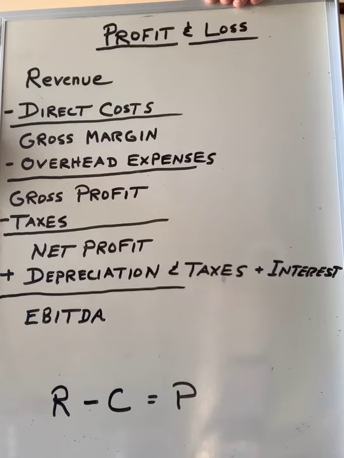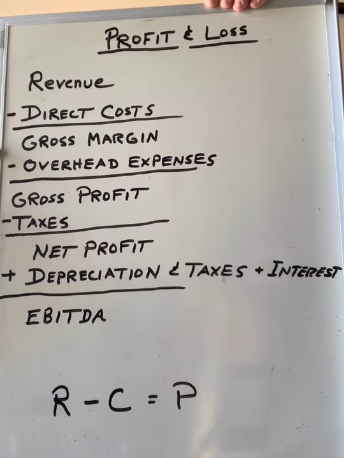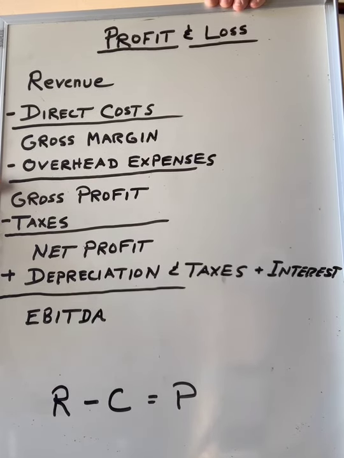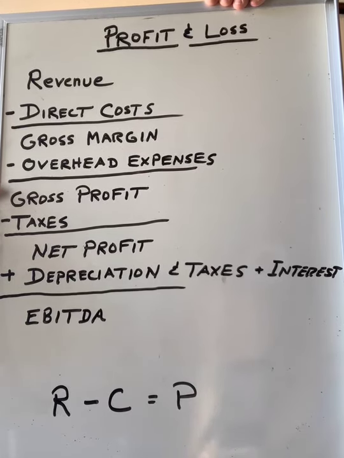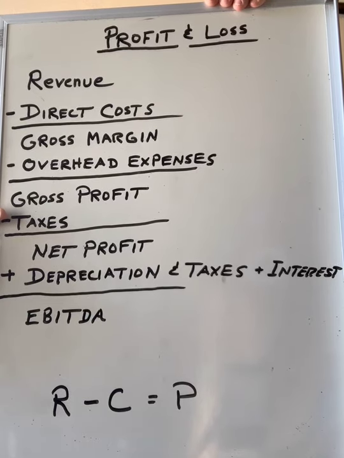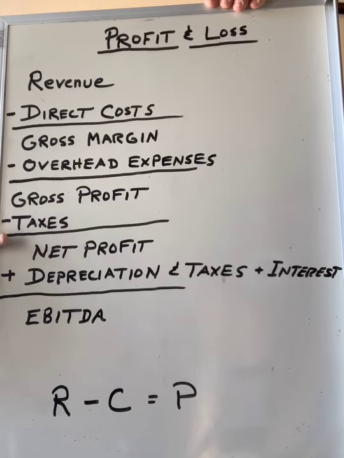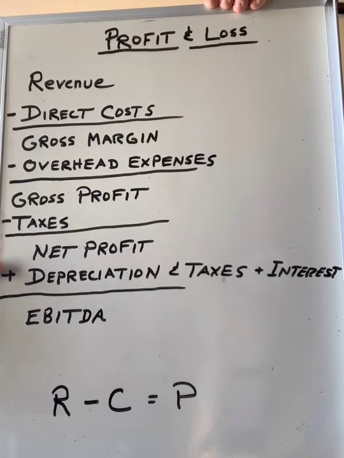Then we have another little subtraction right here, and that's the overhead expense. And then that leaves us with our gross profit, not our net profit. Then we subtract our taxes, and then we wind up with our net profit. But then we add back our depreciation, taxes, and interest, and we wind up with our EBITDA.